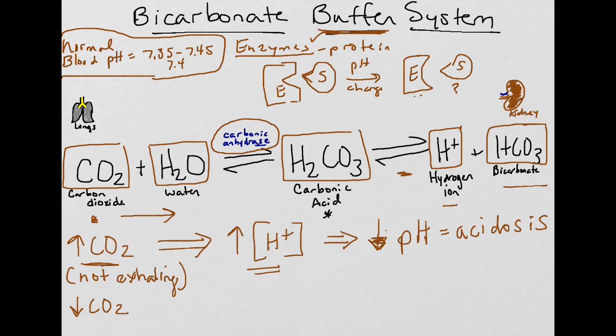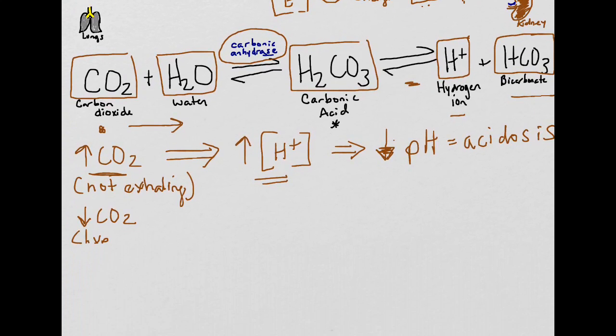Okay. All right, so what if there's not enough carbon dioxide? How can that happen? Well, you do have to have some amount of carbon dioxide in your bloodstream. There's a normal amount that keeps this equation balanced. Well, let's say that there's not. Why would that happen? Well, a person is hyperventilating.